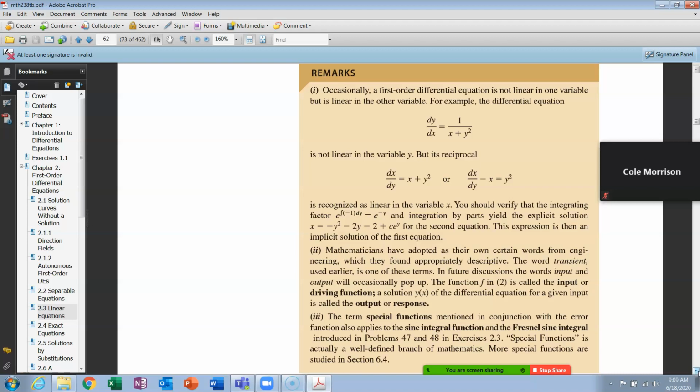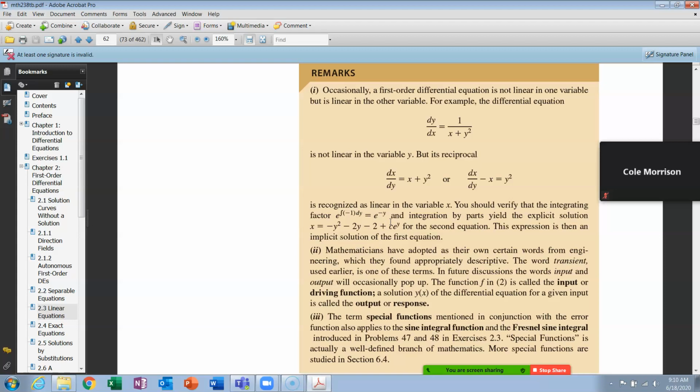It says, occasionally a first-order differential equation is not linear in one variable, but is linear in the other variable. This one would be the case of that. It's certainly not linear in y. But if you rewrote this as dx/dy, you flip this side to x plus y squared. You could bring your x over here, leave your y squared out there. Yep, there it is. You now have a linear equation in x, not in y. And that's a legal thing to do, and you can solve this.